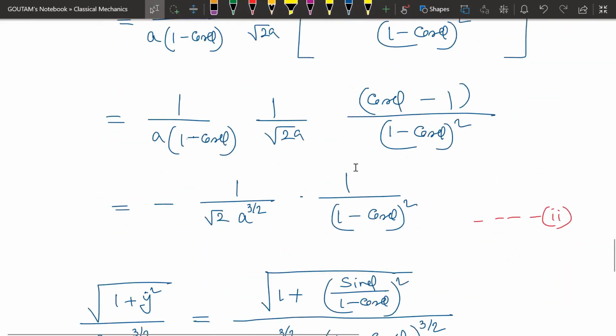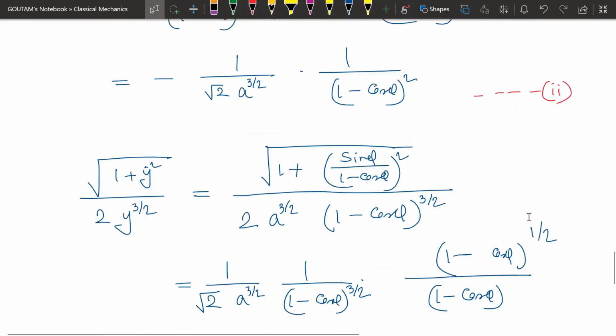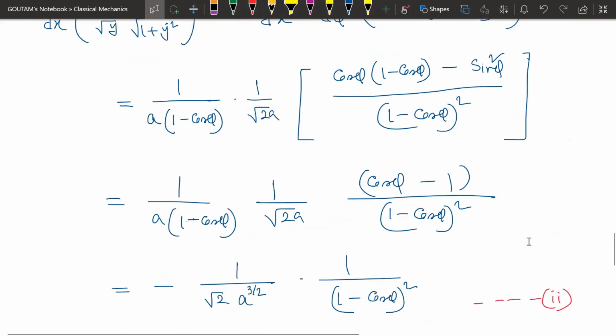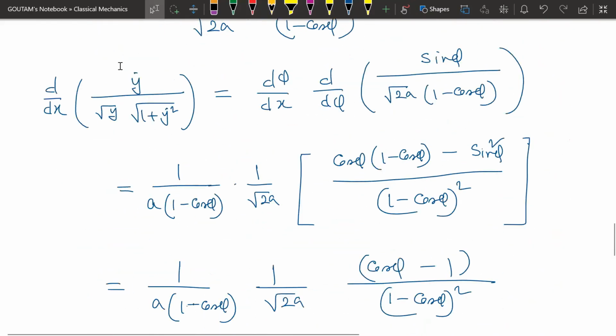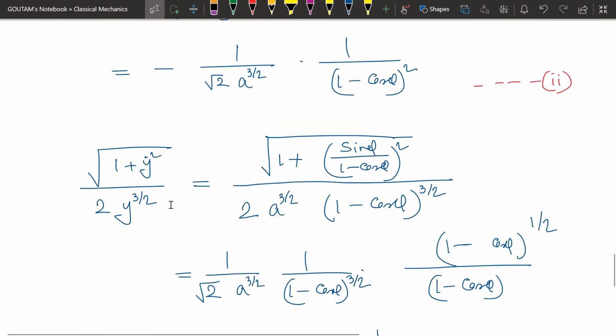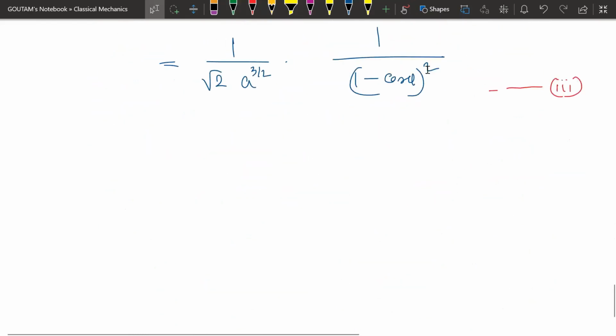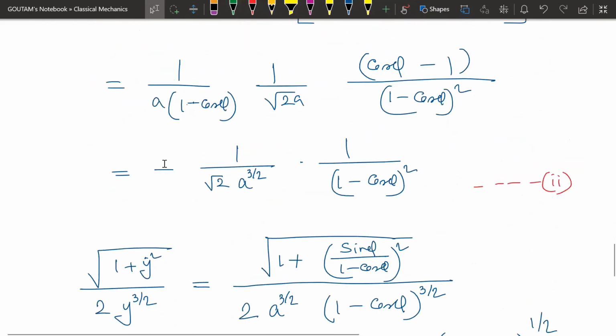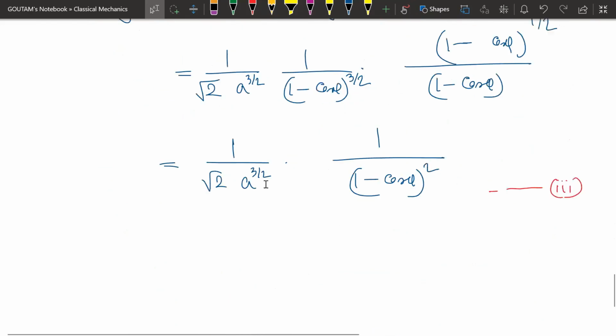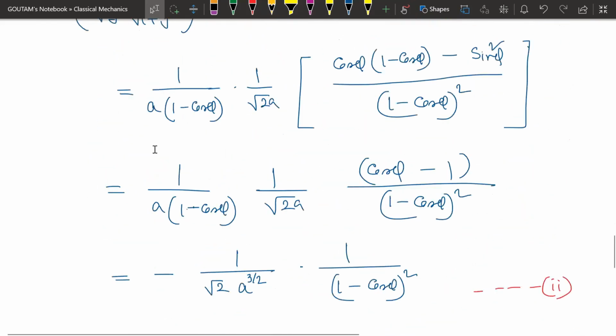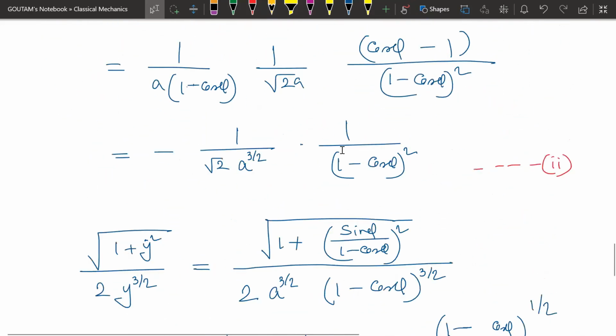So now you can see equation 2 and equation 3. If you look at them, you will see that the value of this term is exactly the negative of the value of this term. These are the same value, only with a negative sign. So if we add these two terms, we will get 0.